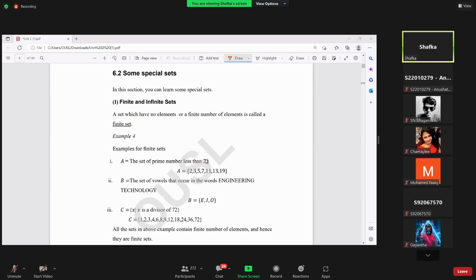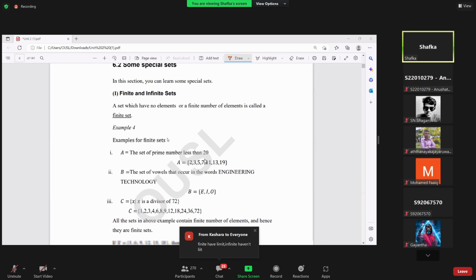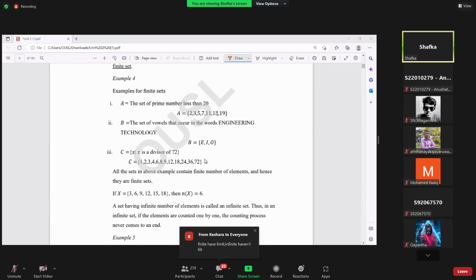For the infinite set, we can't count the elements. There is no limit on the elements in the set. There are an infinite number of elements. Do you know what an infinite number of elements is? When you are counting, if you can end at a point, that means it's finite. But if you are counting and there is no end, that means it's infinite. So if you can count the elements in a set, we can say it is a finite set.